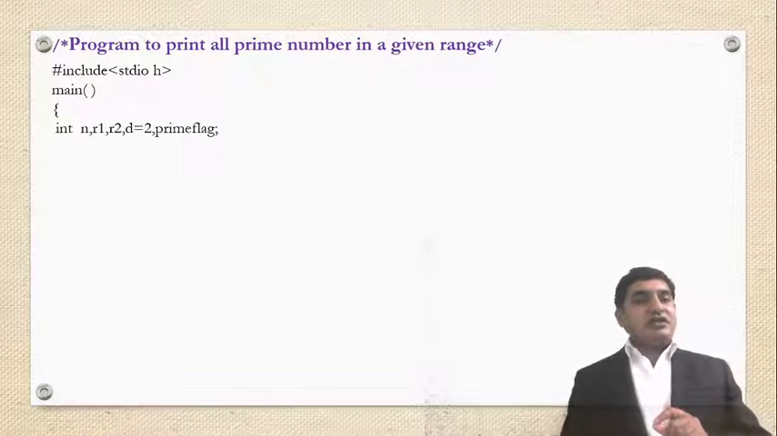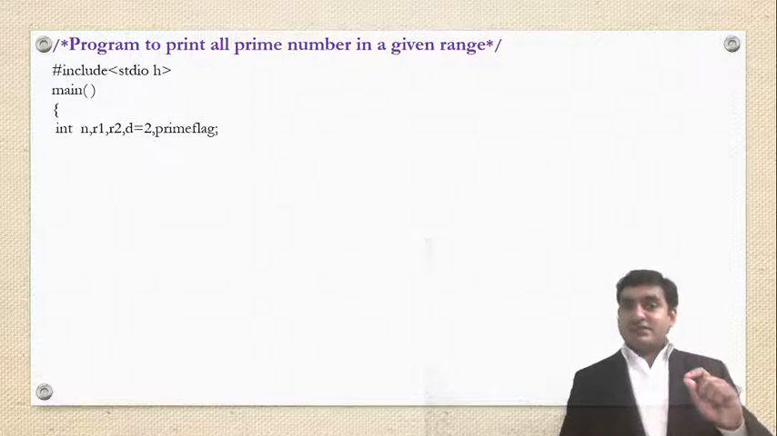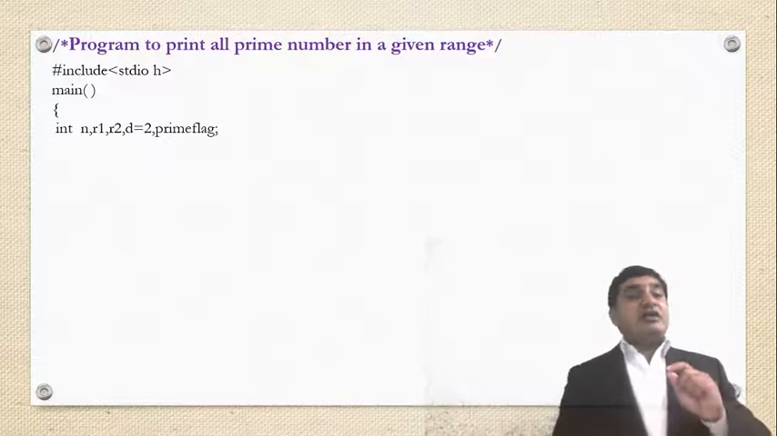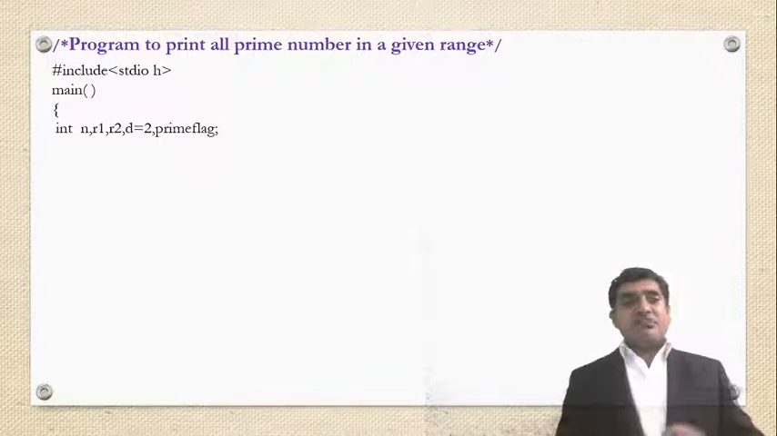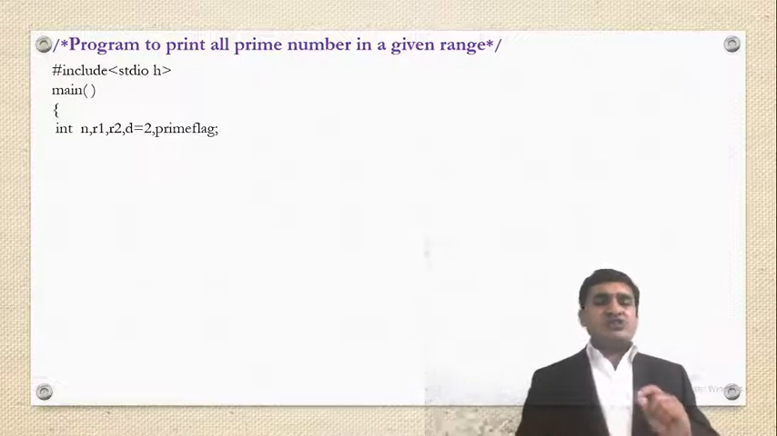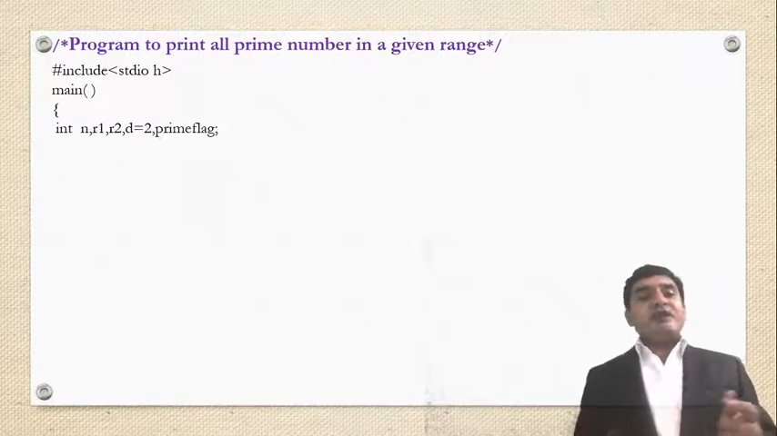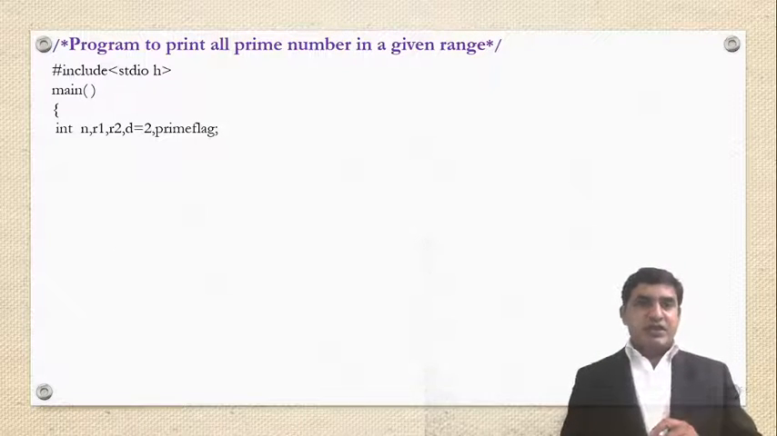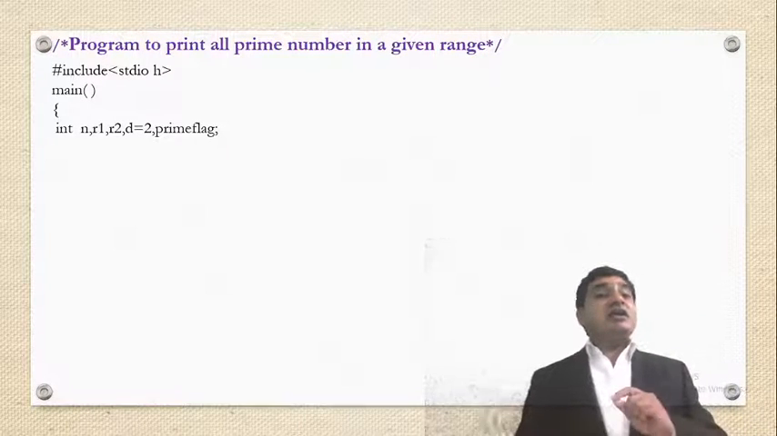Okay, this is the first prime number or first term, and r2 is the last term. d is considered as 2, so d is equal to 2. prime flag, this is also an integer. Okay, all these terms are integers.